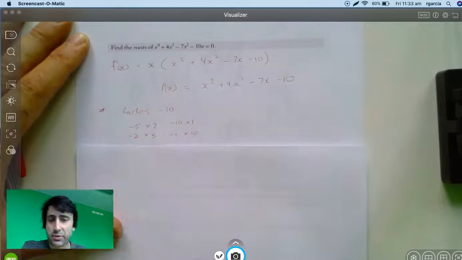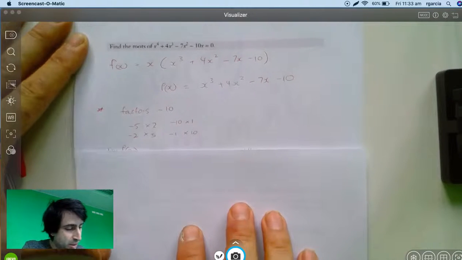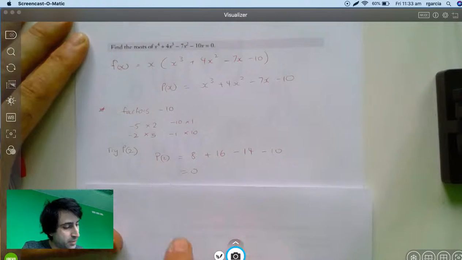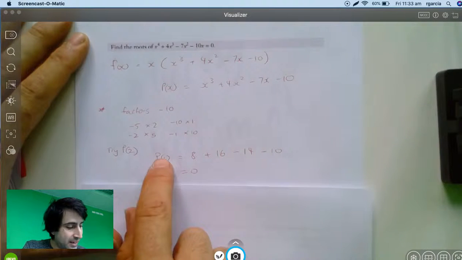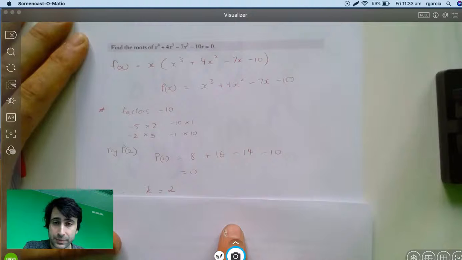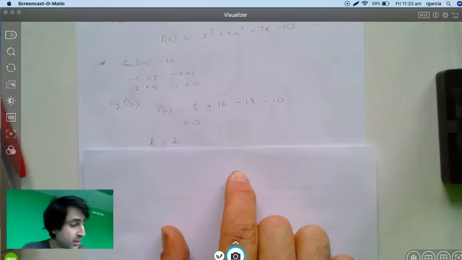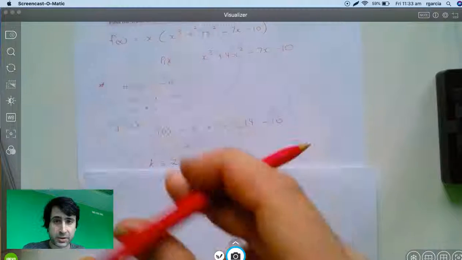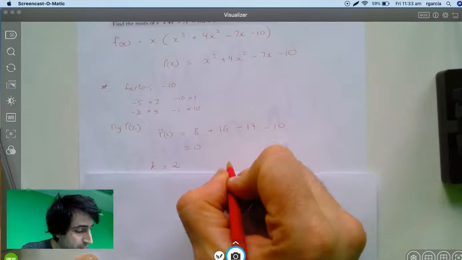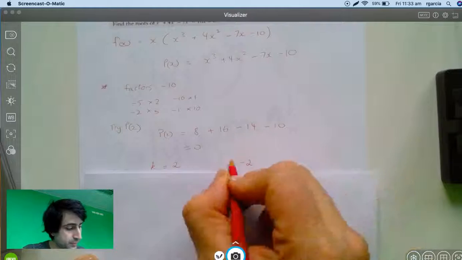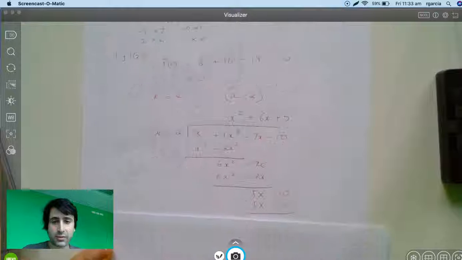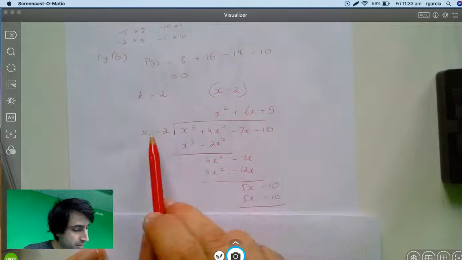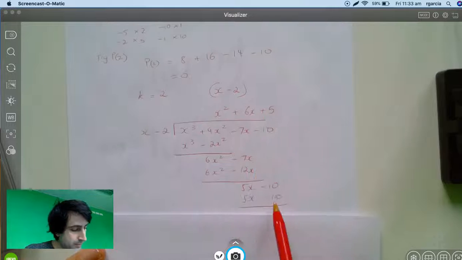Out of all of these, the easiest one for me to work with was 2, or the first one that I saw at least. And so I'm going to try the function of 2, and I see that it equals 0. So that means k equals 2. So I'm going to divide this polynomial by x - 2. Let's see how we do that. It works wonderfully. If I divide that by x - 2, I get this.